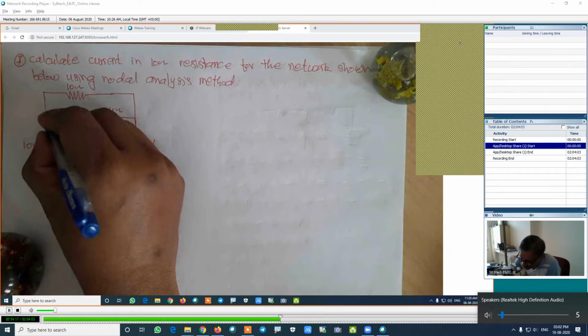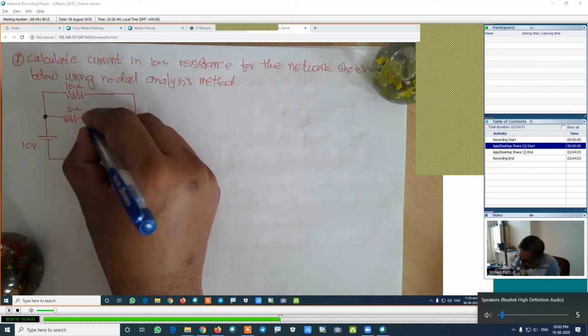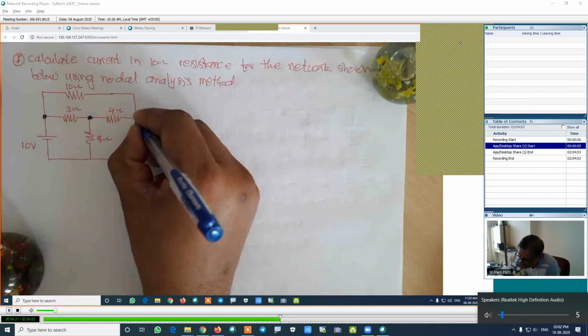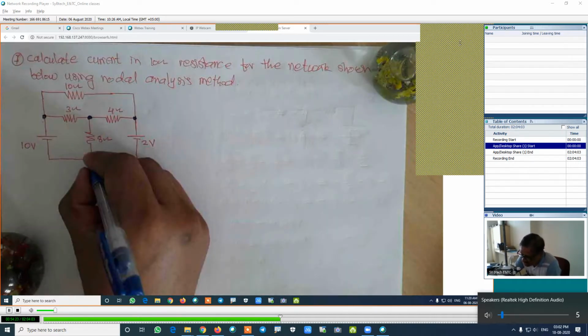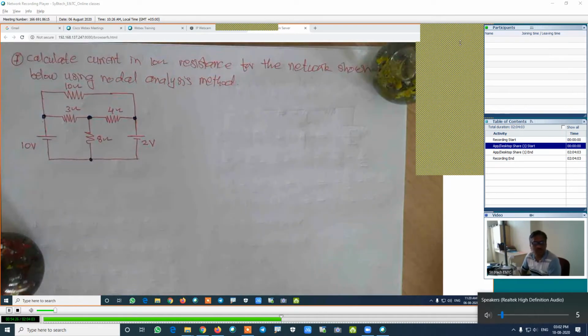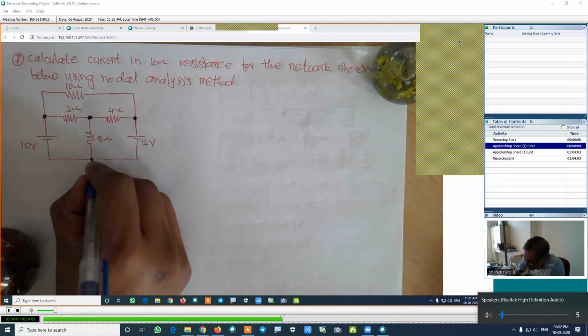This is one node. This is 1, 2, 3, another node. This is 1, 2, 3, the third node. This is 1, 2, 3, the fourth node. Means we have four nodes. Out of these four nodes, we will assume any one node as a reference node. Which node to be assumed as a reference node and which is not, I will discuss in detail. But before that, I will treat this as a reference node.